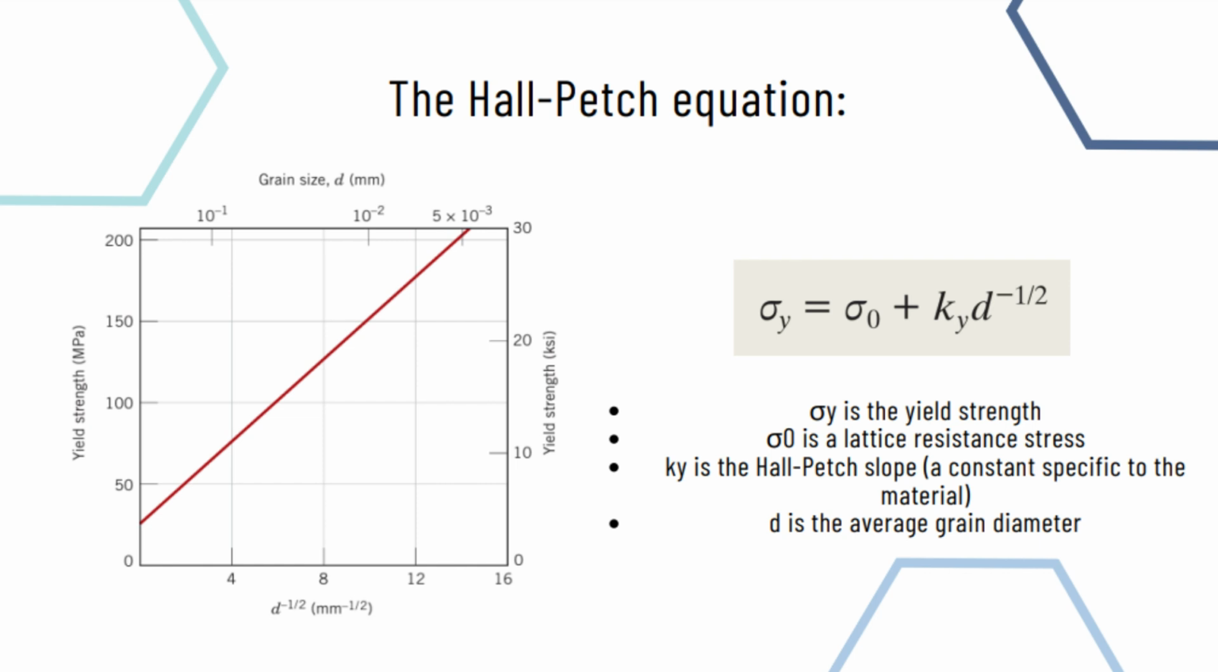So the Hall-Petch equation explains the inverse relationship between the grain size diameter of a material and the yield strength of the material itself. As the grain size of the material decreases, the yield strength of the material increases, as can be seen from the graph on the left.